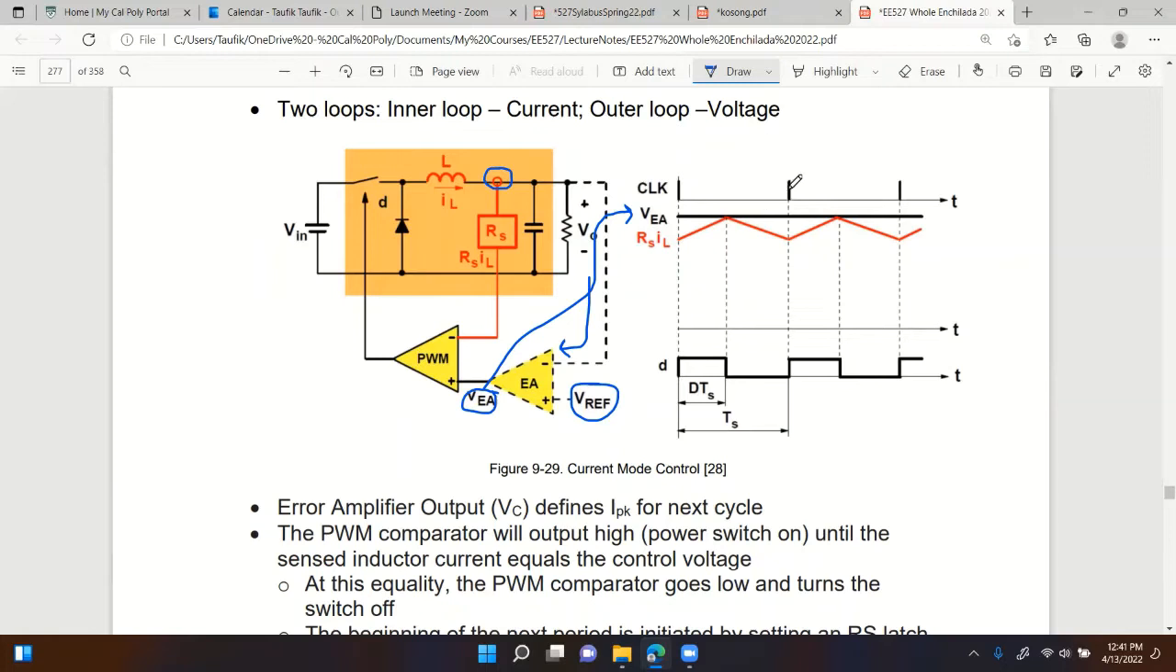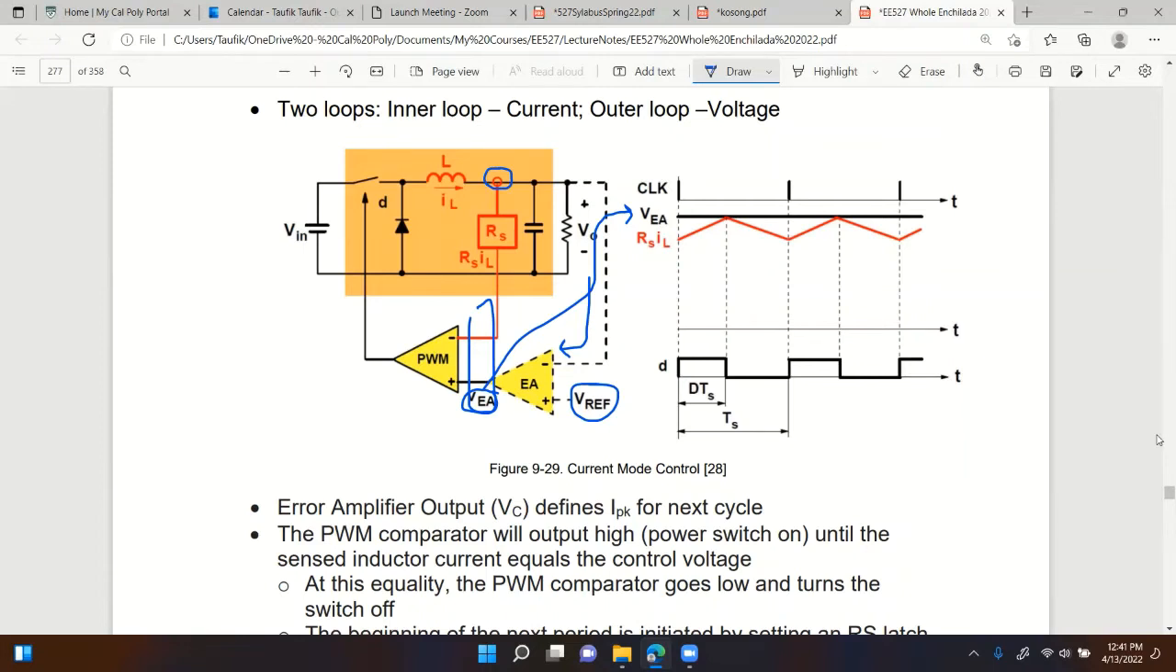And you have the clock, just like before. Given that constant error signal, you sense the inductor current. From the low value it increases, the current is charging, the inductor is charging. And right when it hits the error amplifier output voltage, that's why you compare it right here. See this? You compare the voltage coming out of the inductor current with the output of the error amplifier.